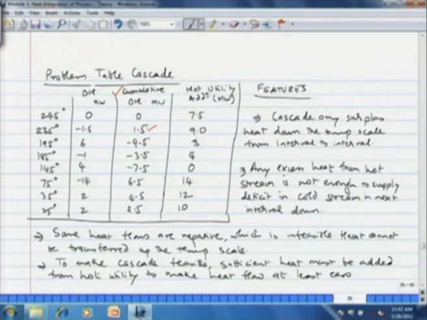Now this heat could be utilized to satisfy the heat deficit of the next temperature interval, that is between 235 and 195. Here we have 6 megawatts of deficit, out of which 1.5 megawatt could be taken care of by the surplus heat available in the previous higher temperature interval. So that leaves us with a deficit of minus 4.5. 6 minus 1.5, minus 4.5.